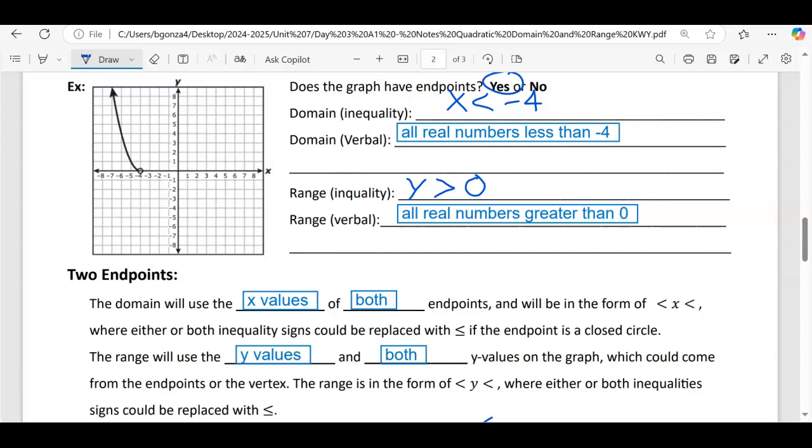When I have 2 endpoints, the x values of both endpoints is going to have x less than, x less than, basically. X is squeezed in between 2 endpoints. And the range, similarly, with the y value, less than y less than, squeezed between 2 endpoints. So make sure you have this written down as well, the 2 endpoints situation.